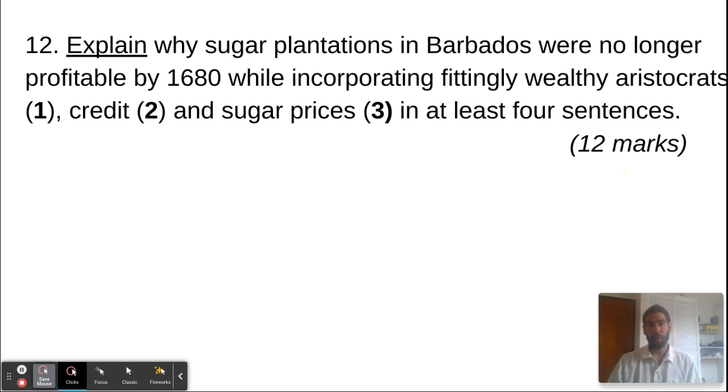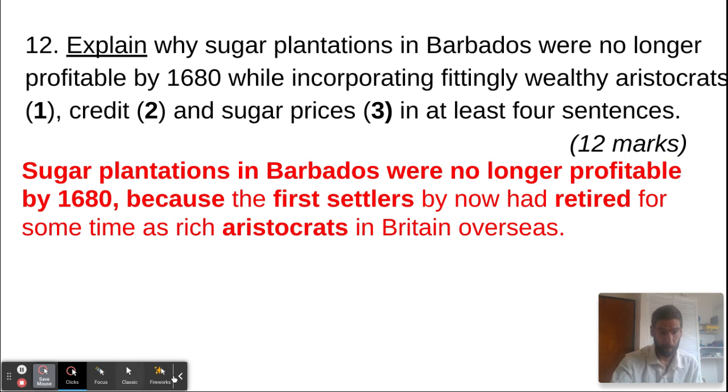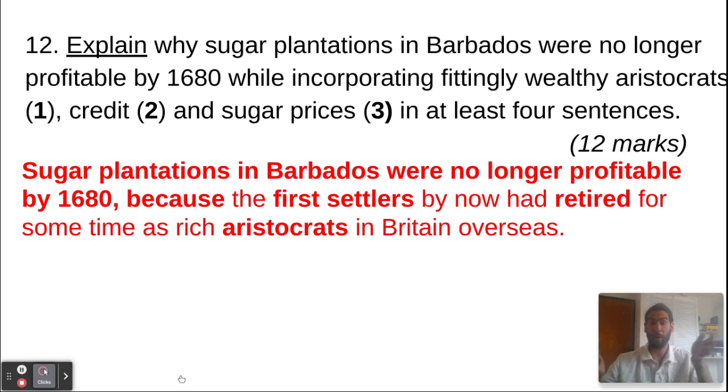Always refer back to the question with your first phrase. So sugar plantations in Barbados were no longer profitable by 1680 because the first settlers by now had retired for some time as rich aristocrats in Britain across the Atlantic Ocean. Okay, but what happened? Why did they retire? And who came in their place? Okay, let's look at the second phrase.